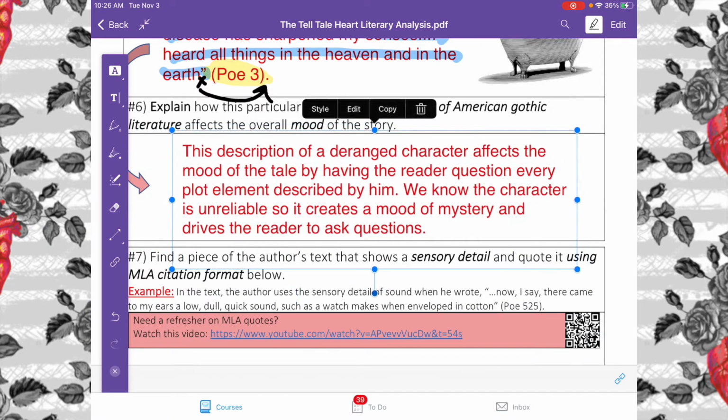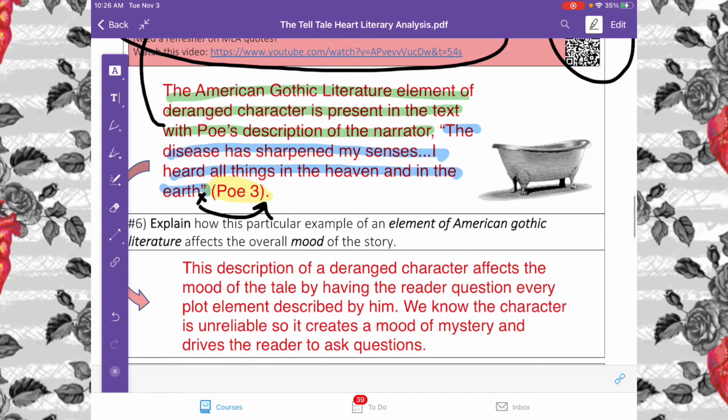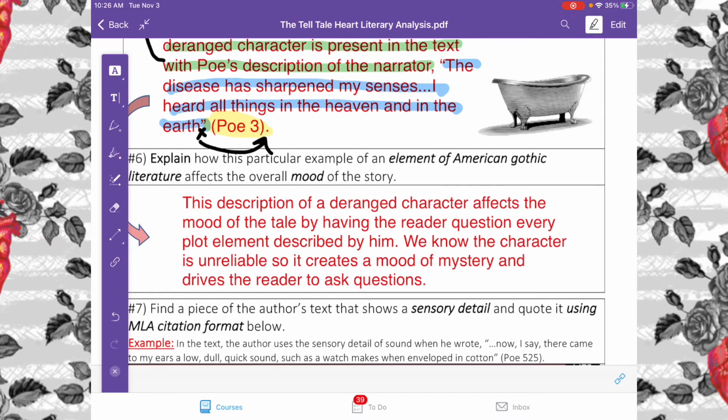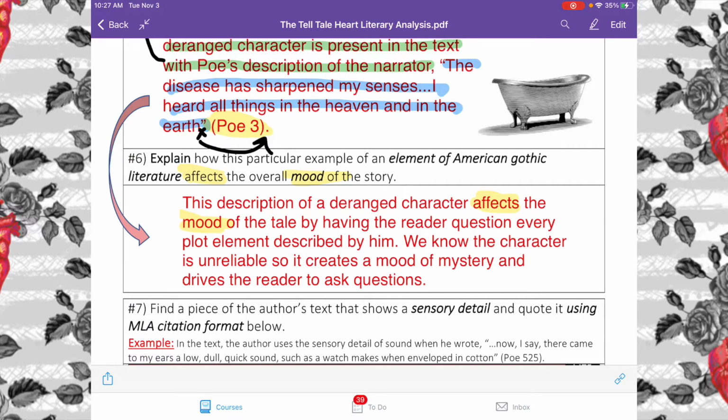Okay, so again, the second box, I'm using my own words to describe how that quote that I just pulled affects the mood. So remember, we want to make sure that we're looking at the prompt. How does it affect the mood? And we want to make sure that we're answering the question in our own words.